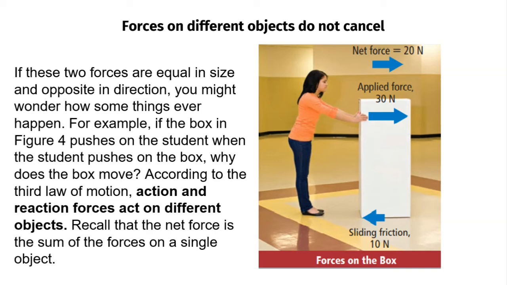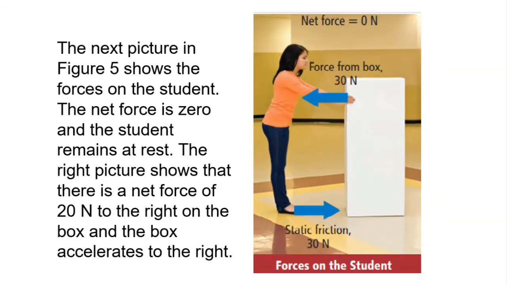Recall that the net force is the sum of the forces on a single object. The left picture in figure 5 shows the forces on the student. The net force is 0, and the student remains at rest. The right picture shows that there is a net force of 20 newtons to the right on the box, and the box accelerates to the right.